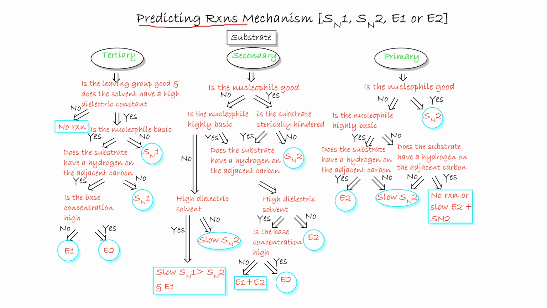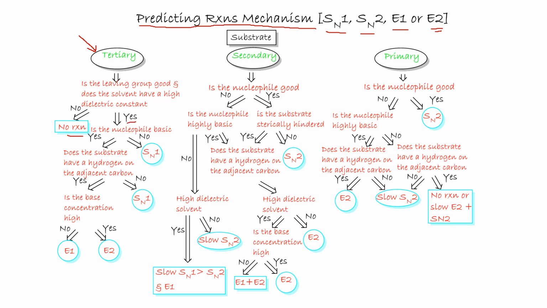Predicting reaction mechanism: SN1, SN2, E1 or E2. First, we look at the substrate. Alkyl halide, is it tertiary? If it is tertiary, is the leaving group good? And does the solvent have a high dielectric constant? If no, there is no reaction.